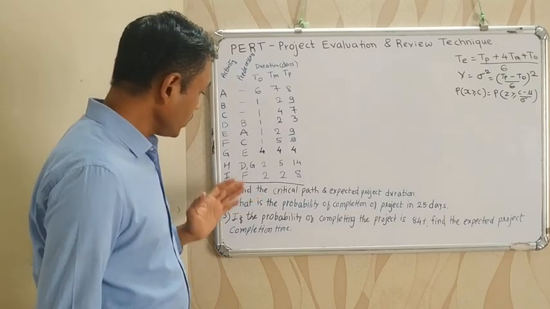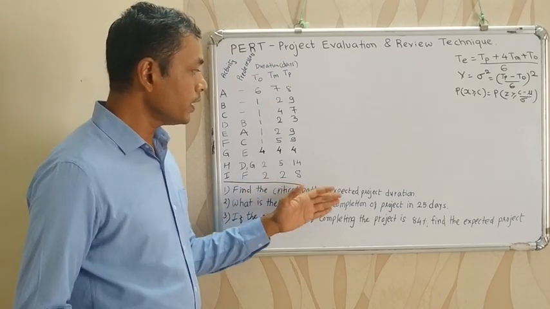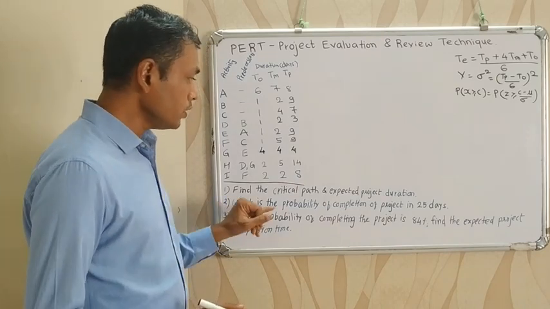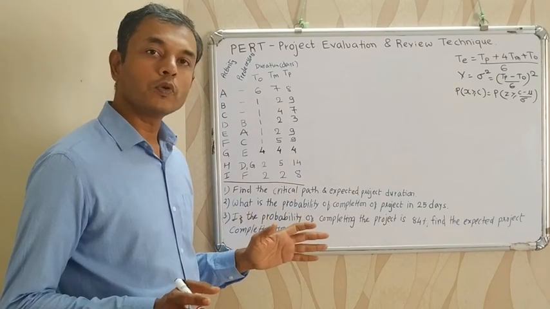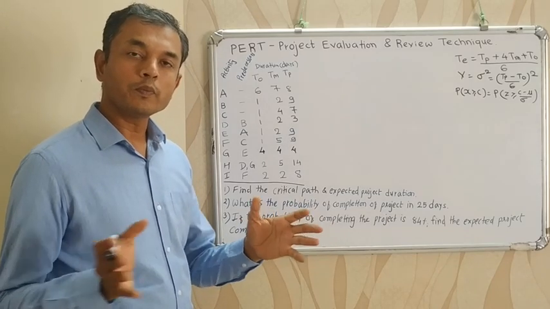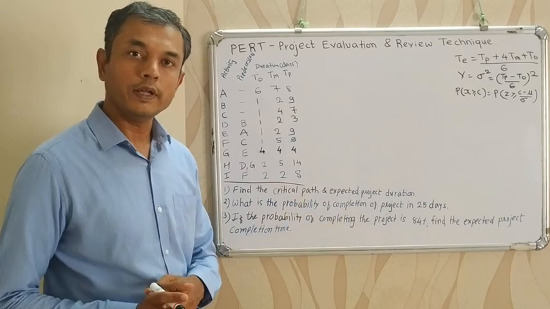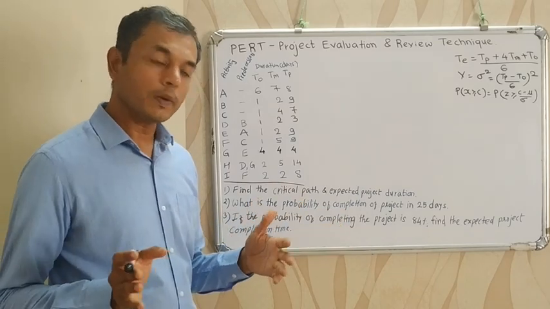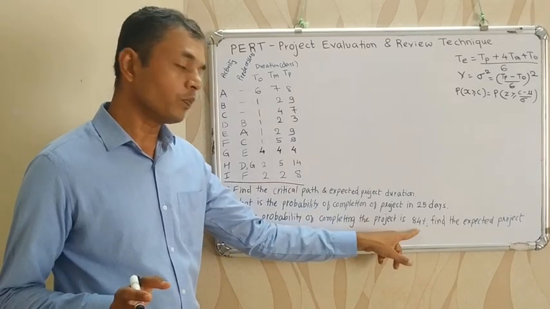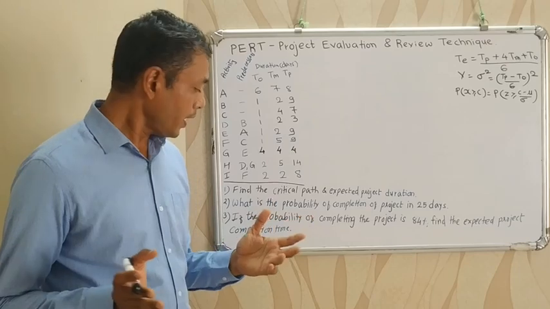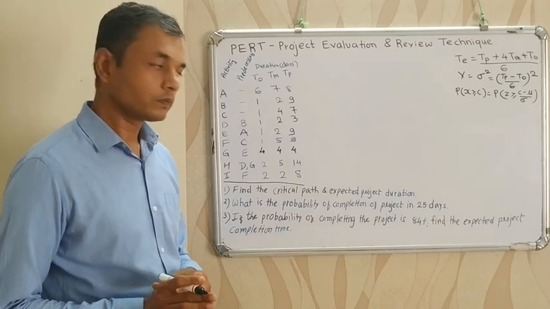And the question is, first, find the critical path and expected project duration. Second, what is the probability of completion of the project in 25 days? So what is the probability that the project completes in 25 days? And the last question is, if the probability of completing the project is 84%, then find the expected completion time.